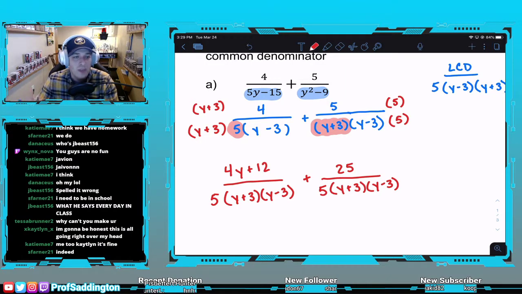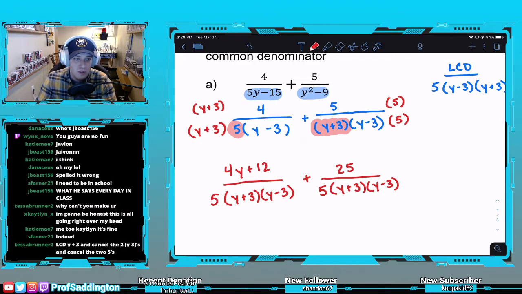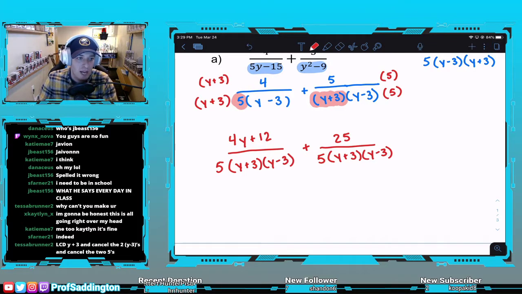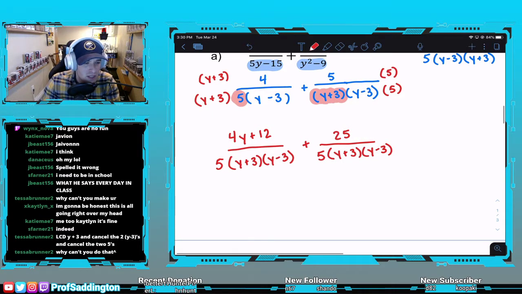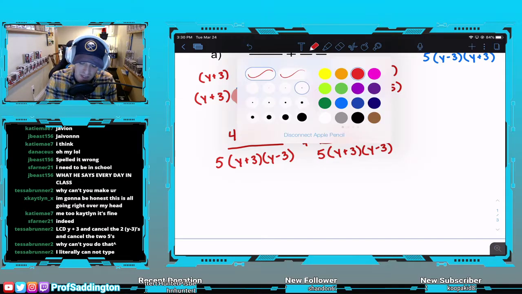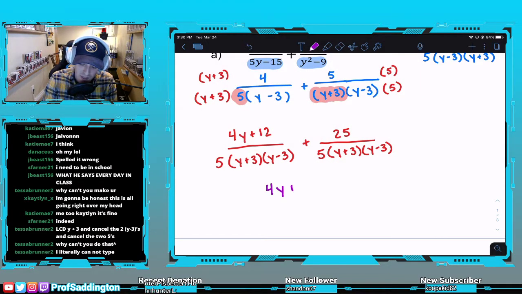So just like what we did before, in order to add these two fractions together, what I'm going to do is combine those tops. Tessa, let me finish the problem first, and then I'll come back and answer your question. So now I'm going to add the top. So I'm going to have 4y plus 12 plus 25. If I combine like terms, the top is going to be 4y plus 27 all over 5 times y plus 3 times y minus 3.